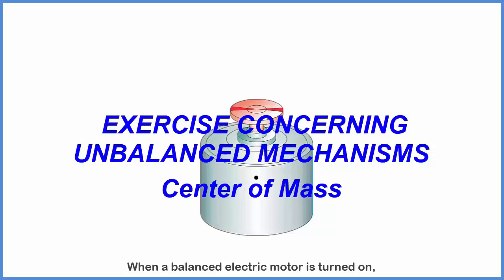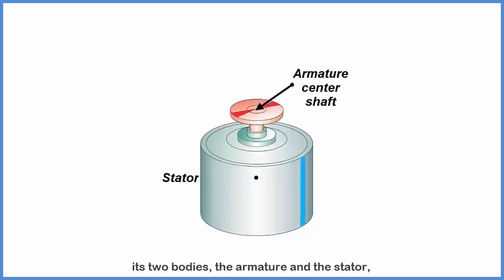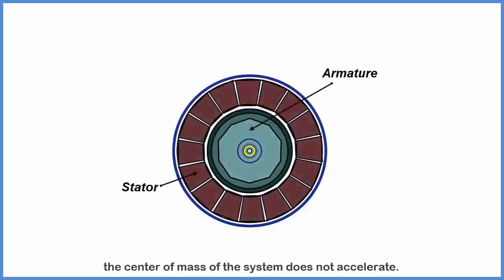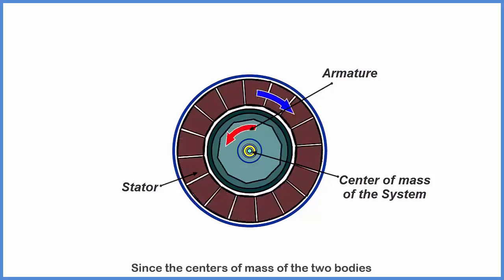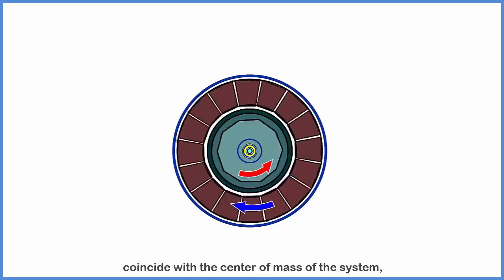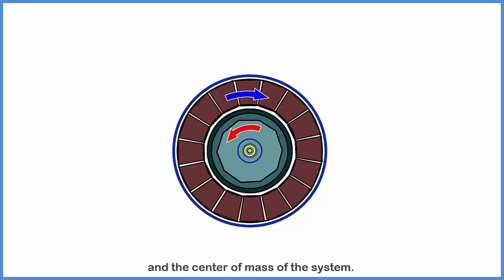When a balanced electric motor is turned on, its two bodies, the armature and the stator, rotate in opposite directions. Without external applied forces, the center of mass of the system does not accelerate. Since the centers of mass of the two bodies coincide with the center of mass of the system, the two bodies rotate around their own centers of mass and the center of mass of the system.